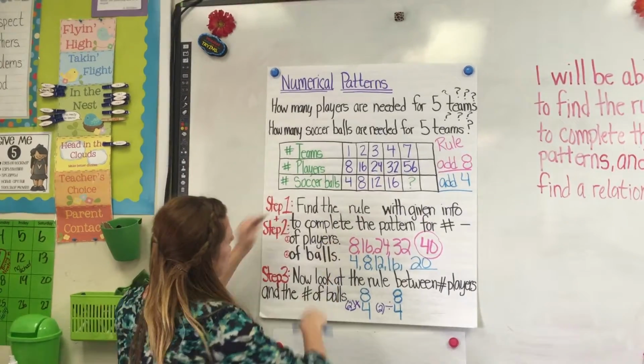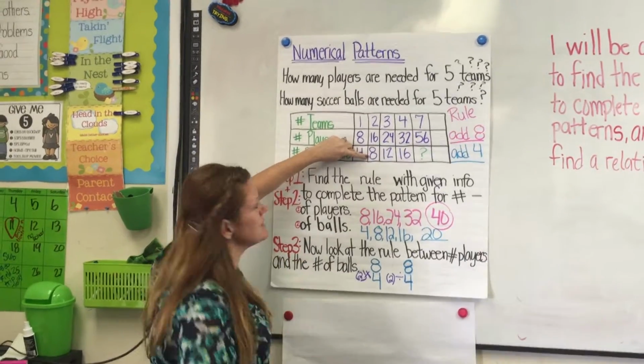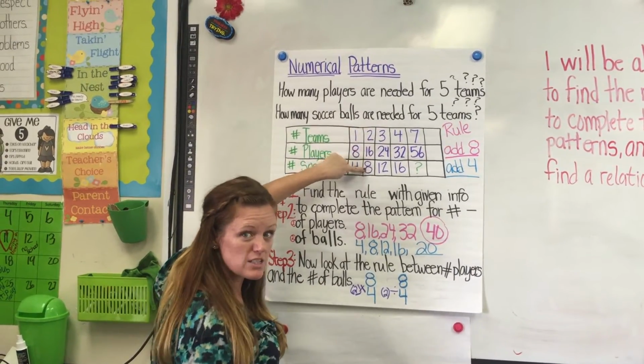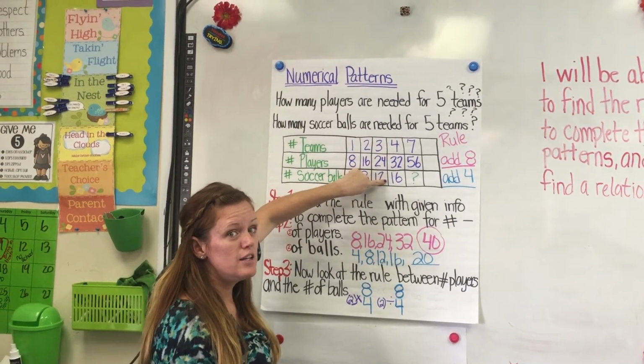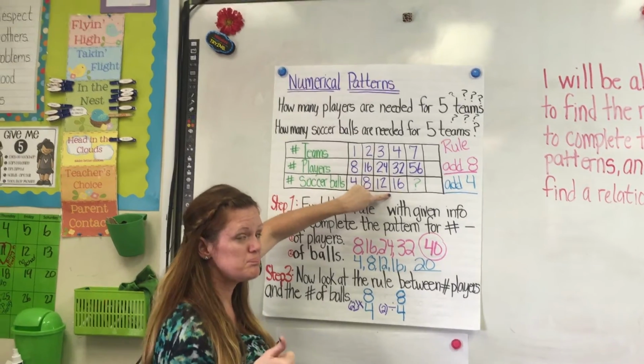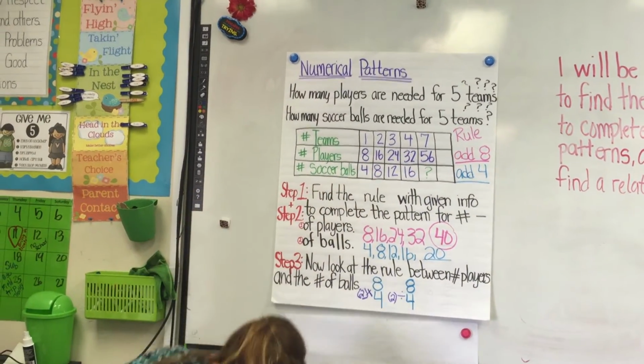We want to make sure it works with our pattern all the way through, because otherwise it won't be our rule. So 16 divided by 2 equals 8? Yeah, it does. 24 divided by 2 equals 12? Yep. 32 divided by 2 equals 16? What would 56 divided by 2 be?